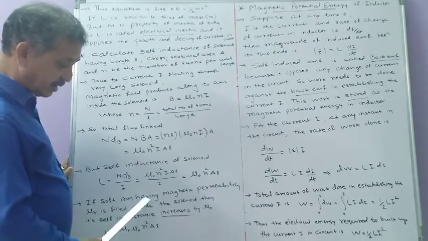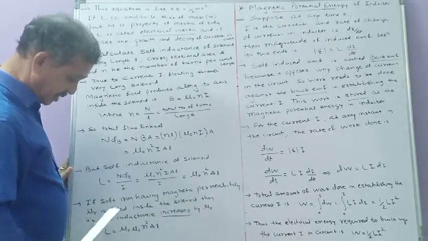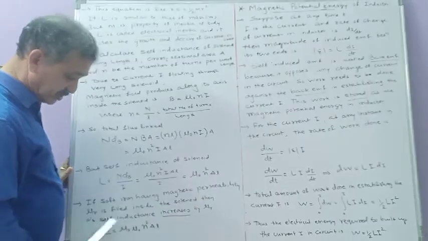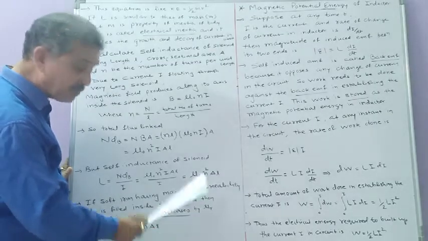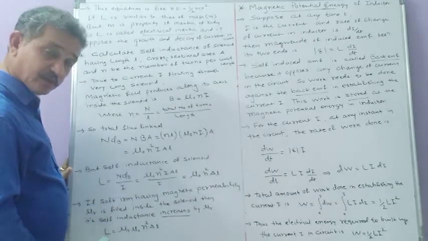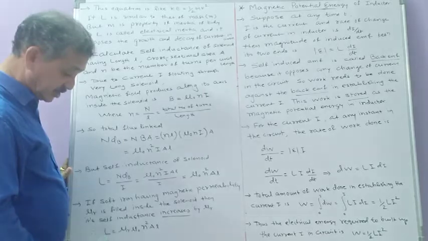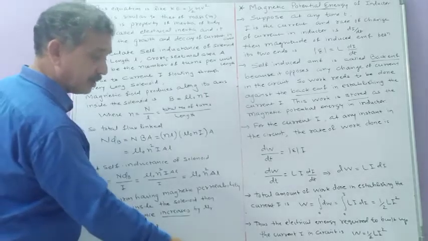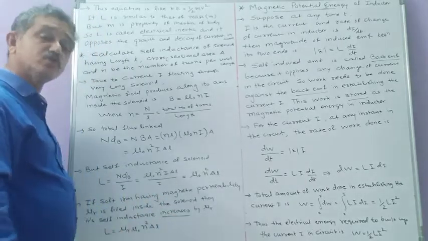And if soft iron having magnetic permeability mu r is filled inside the solenoid, then its self-inductance increases by mu r. So you can write the self-inductance of such a solenoid, inside which soft iron is placed, as mu r times mu 0 n square A into l. After this, we will study mutual inductance.